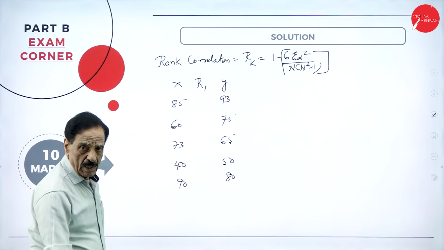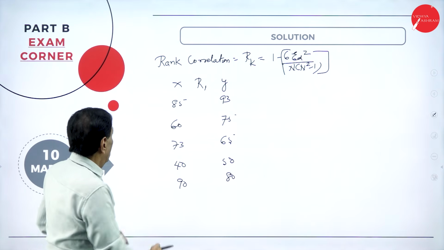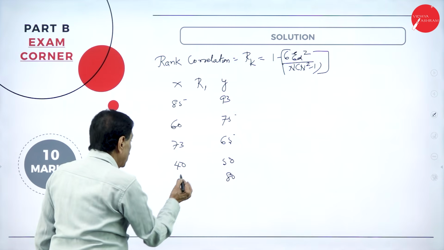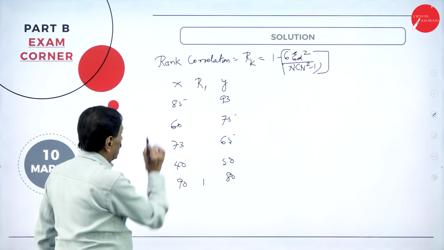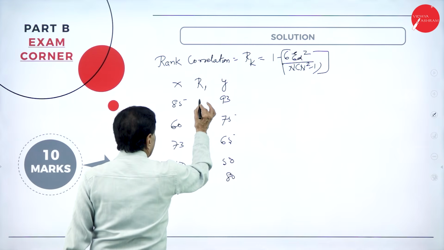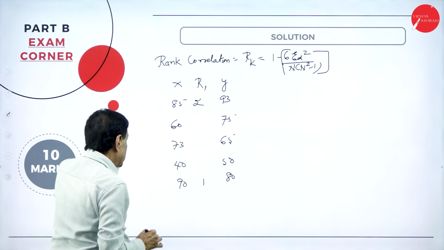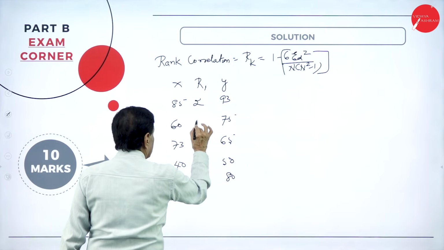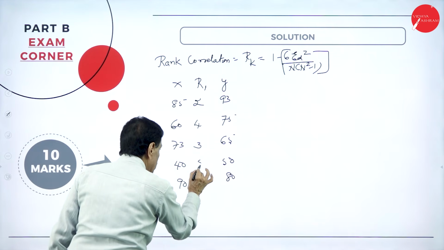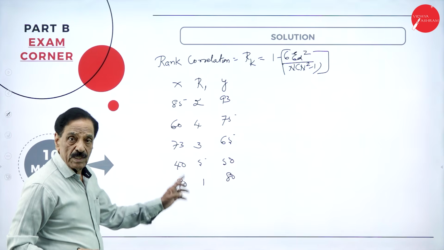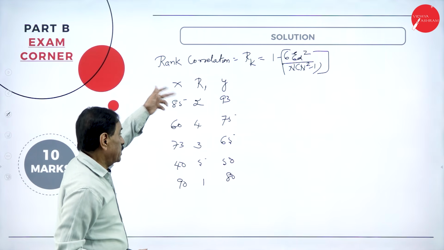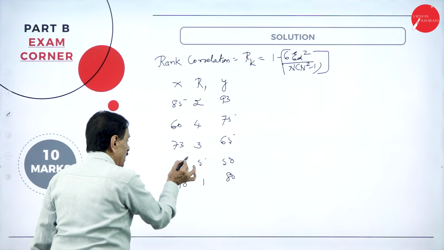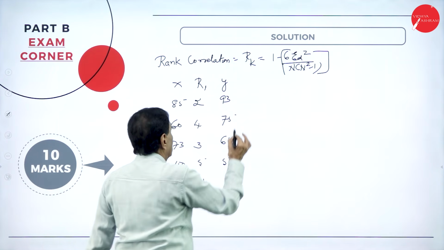Here the procedure is to put the highest number as the first rank. Which is the highest number? 90 is the first rank. What is the next highest? 85 is the second rank. 73 is the third rank. 60 is the fourth rank. 40 is the fifth rank. Highest is the first rank, next highest is the second rank, and so on. Here comes R2.